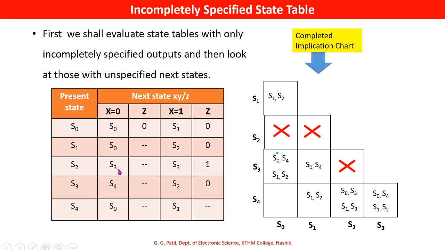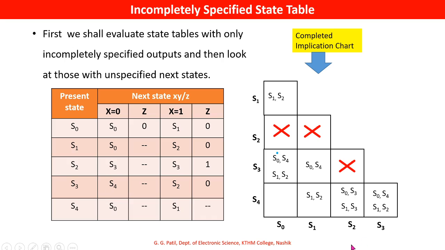And the potentially compatible state pairs in that square are S0, S3 and S1, S3. And the last is S3, S4. The output can be the same here, and here we can specify 0. So output can be the same. And the states by which they can be compatible are S0, S4 and S1, S2.